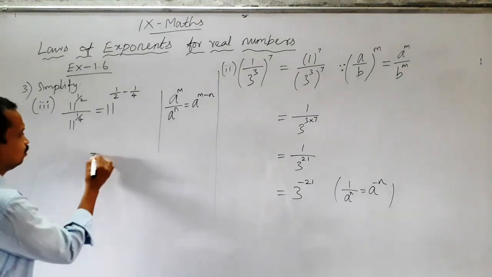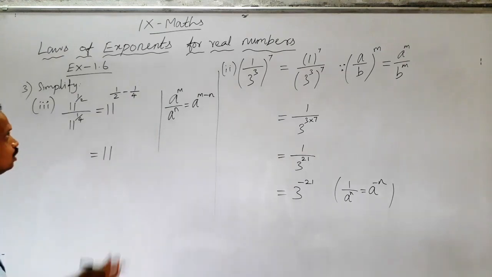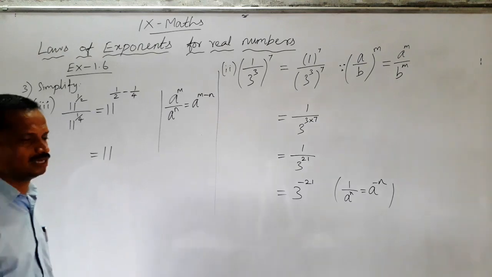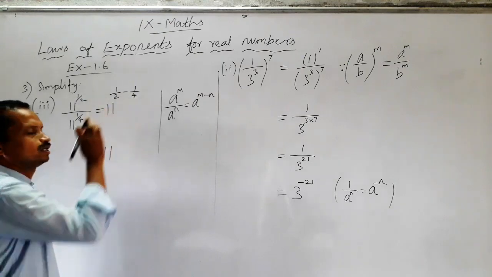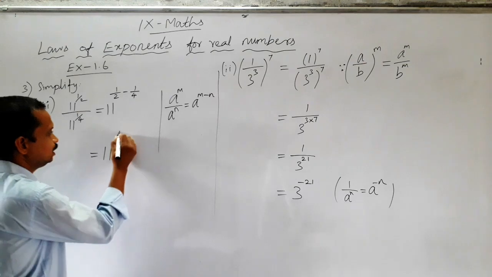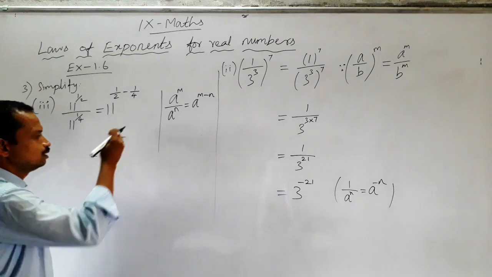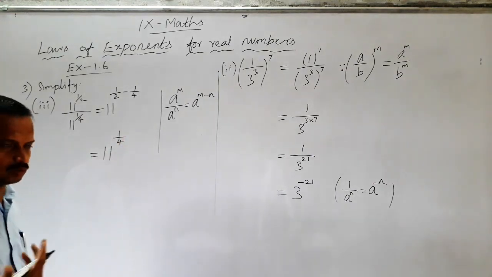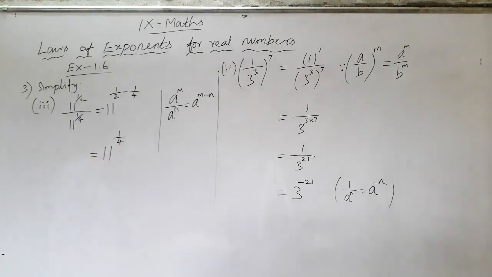Am I right? And now 11 to the power 1 by 2 minus 1 by 4. You have to simplify this 1 by 2 minus 1 by 4. It's nothing but taking the LCM. In a short way, we can say half minus quarter. Half minus quarter means quarter only, that you know, 1 by 4. So this is a very simple one. A simple calculation we can do by the direct method. Half minus quarter is nothing but quarter. So 11 to the power 1 by 4. That's the answer.